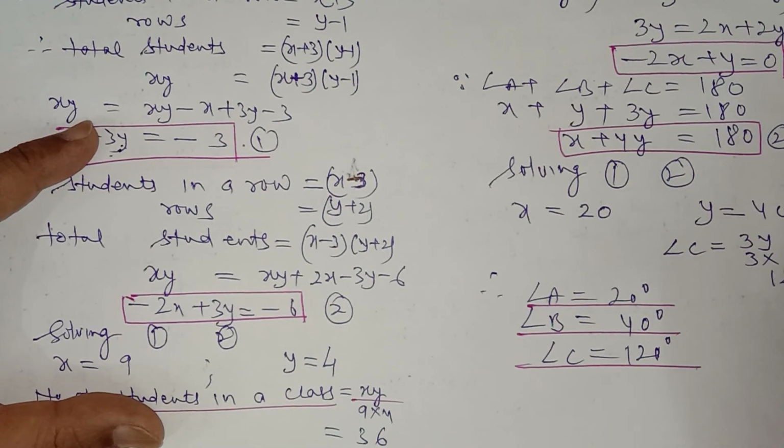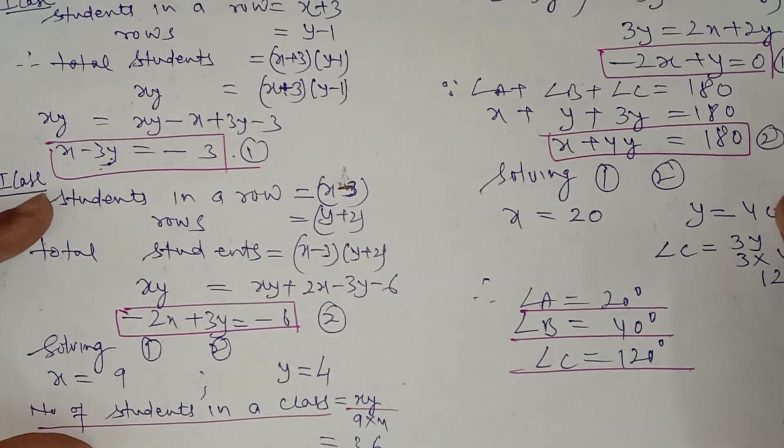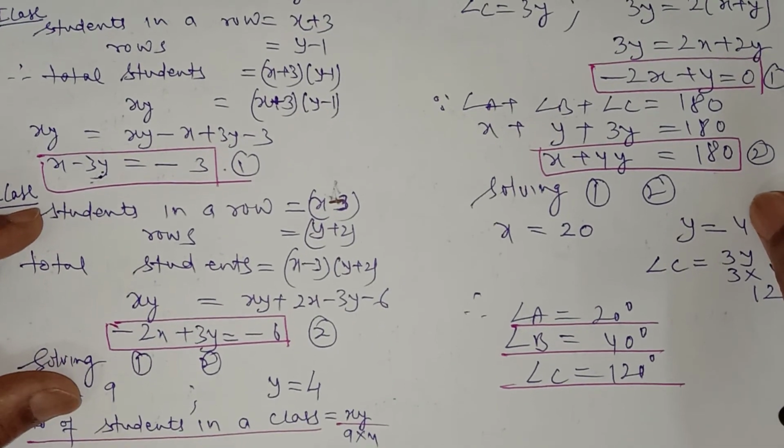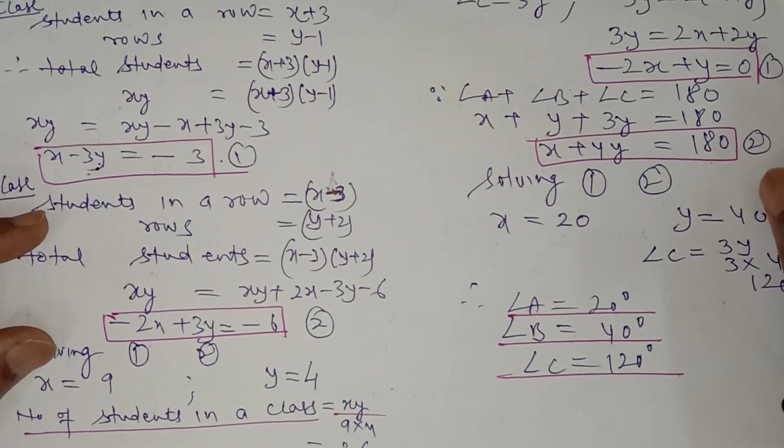You will get the value of x and y, where x is 9, y is 4. So the number of students will be 9 into 4, number of students in a row and number of rows, that is 36.